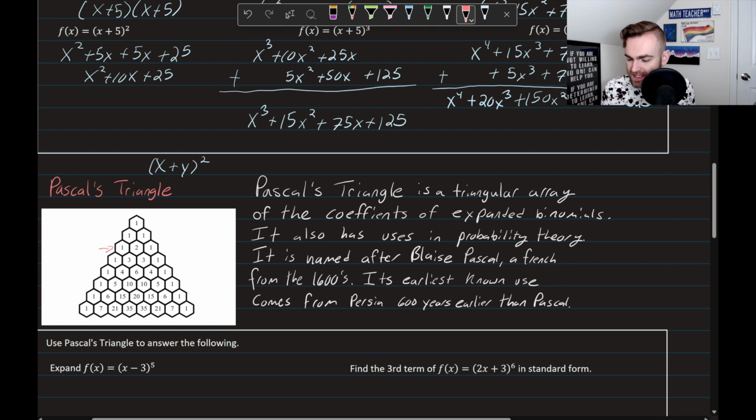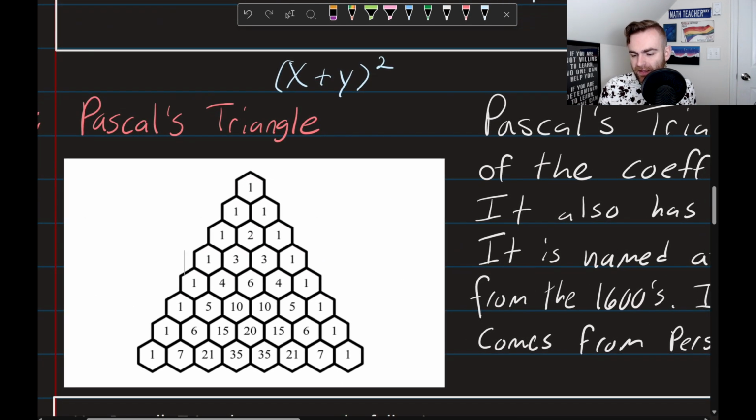He's French and from the 1600s. Look at that. So if I look at Pascal's triangle, if I'm looking at the power, so this is x plus y to the power of n. This is when n is 0, n is 1, n is 2, n is 3, n is 4, n is 5, so on and so forth.